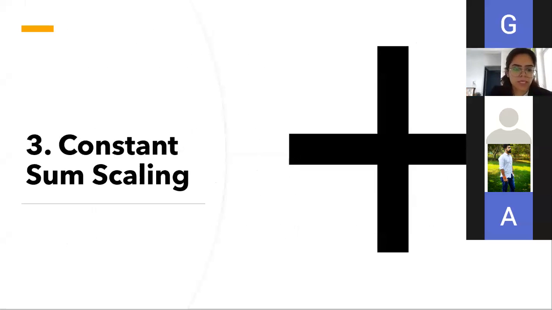Okay, then next, the third one is constant sum scaling. So what is a constant sum scale? You are given certain points or a certain number, and you are told that these are the attributes of a product, and you have to distribute these numbers according to the importance that you attach to an attribute.